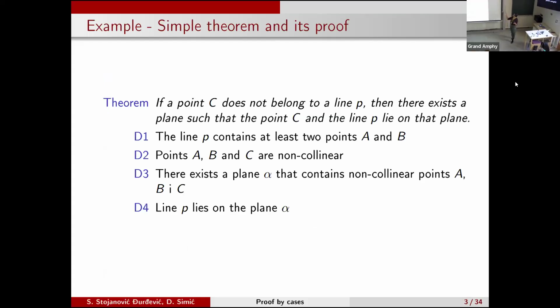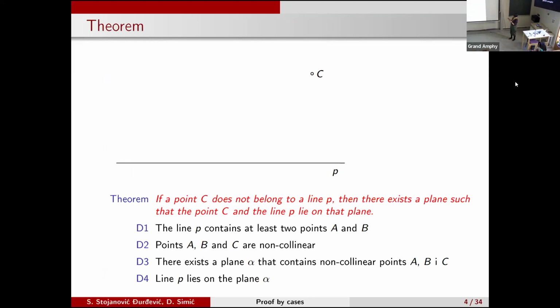So let's look at one proof that we can work with. I think this will be more clear if we look at the proof. The theorem is one of the basic theorems from high schools in Serbia. It basically says that if we have a point C that does not belong to a line, then we can construct a plane such that both of those objects lie on that plane. The proof steps are taken from the textbook. So this is not our interpretation; it is literally the textbook proof.